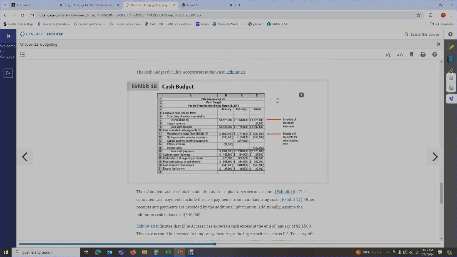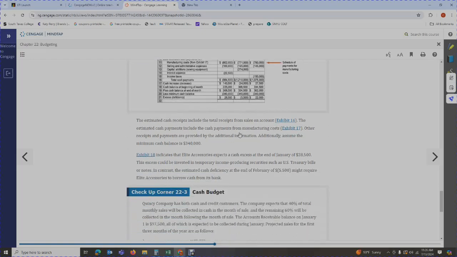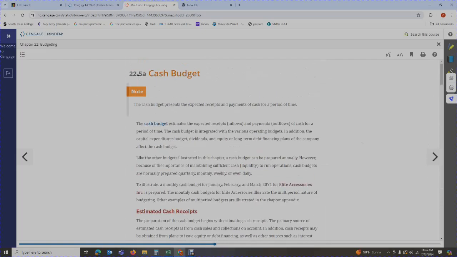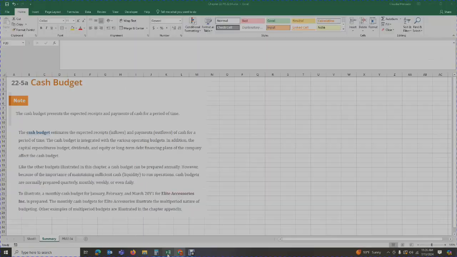So there's a lot of information on the cash budget. They've got a completed cash budget for you. There are two different schedules provided that we have to prepare, which will allow us to input some of the data in the cash budget. So please read over all of this section in your ebook. It's section 22-5A, which deals with the cash budget.